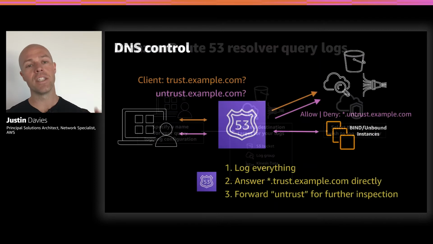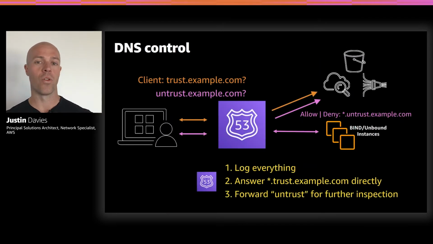So we have DNS visibility, now we need control. It's one thing to know that your instances are asking how to get to ransomware command and control. It's another to do something actually about it. Today, customers can use Route 53 Resolver to forward unvetted queries for further inspection while not getting in the way of known or friendly queries.